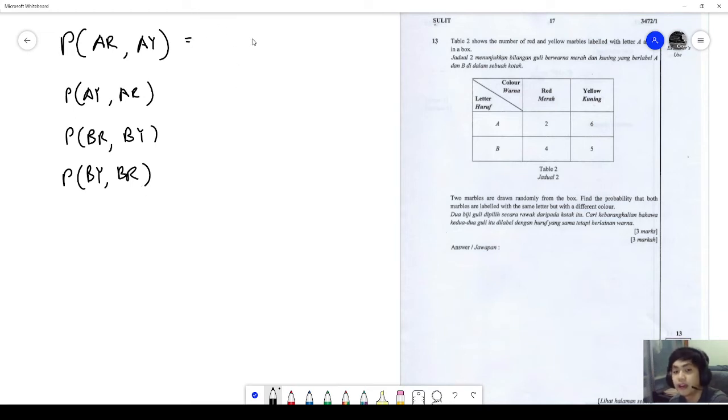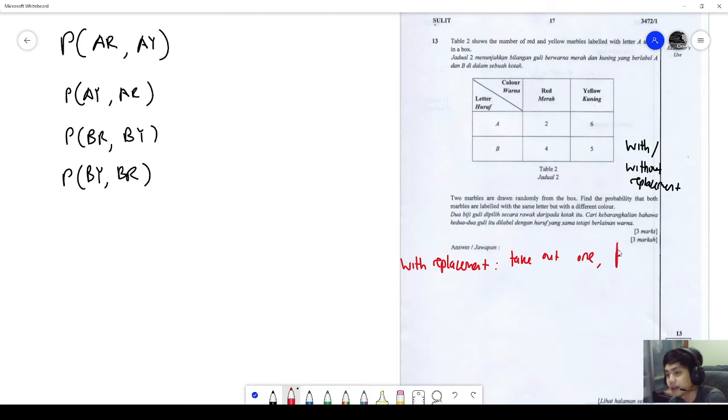So the probability of A red and A yellow in this case, now there is a little bit of an issue here because they didn't tell us whether we wanted with or without replacement, right? The difference between with and without replacement is that with replacement essentially means that you take out one, and put it back in before you take out the second one, right?